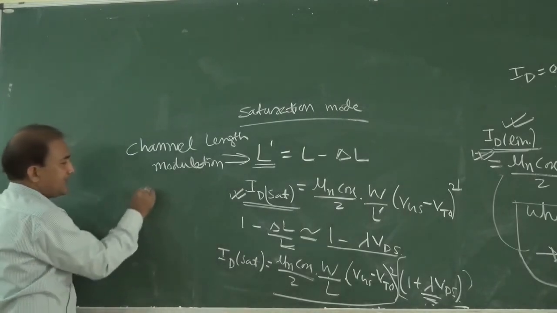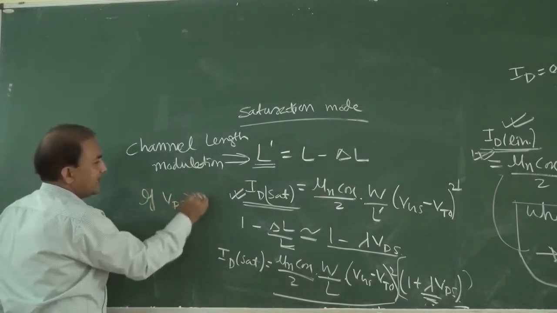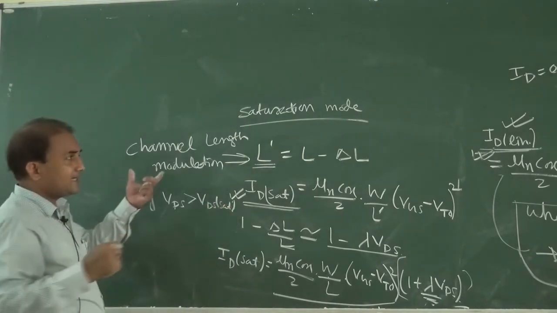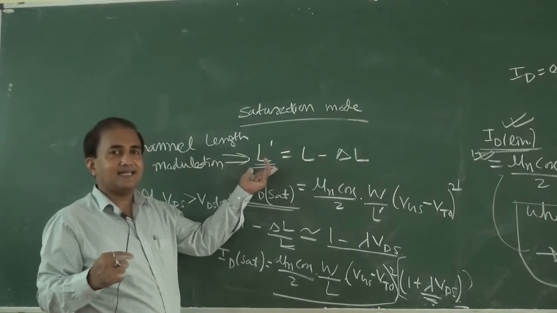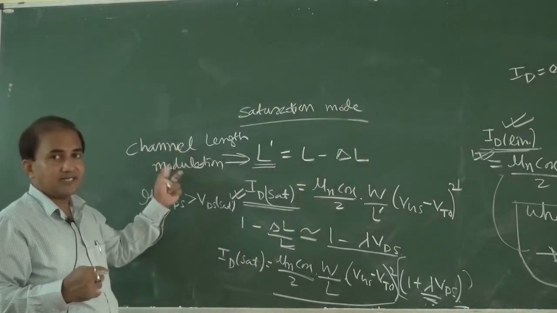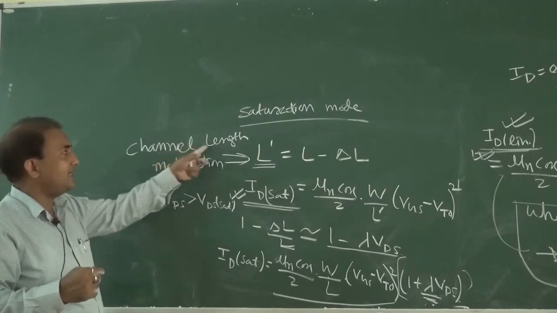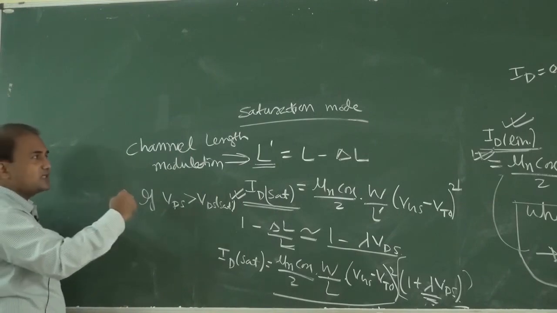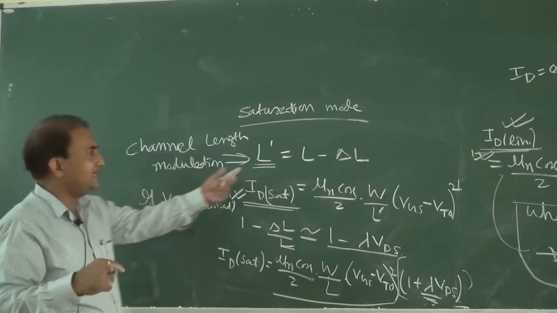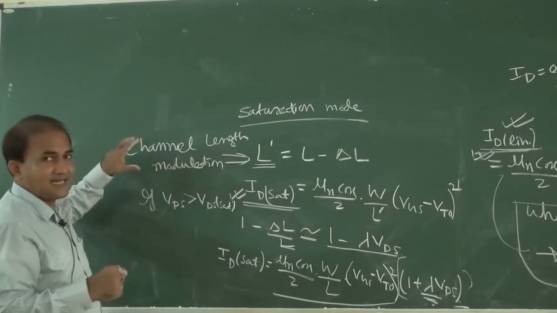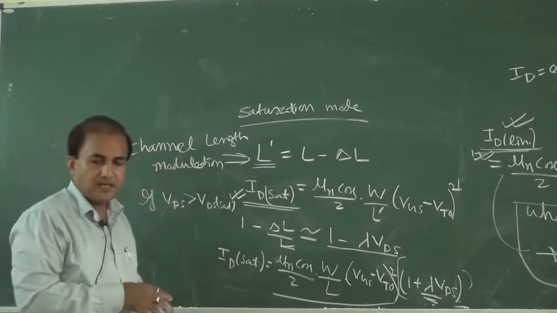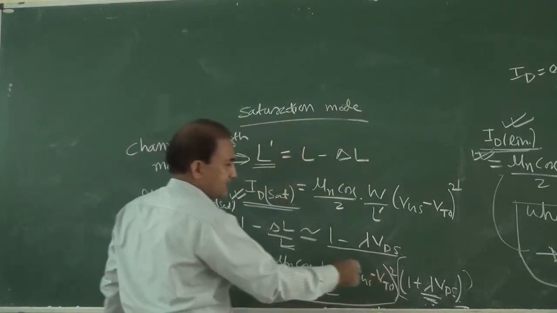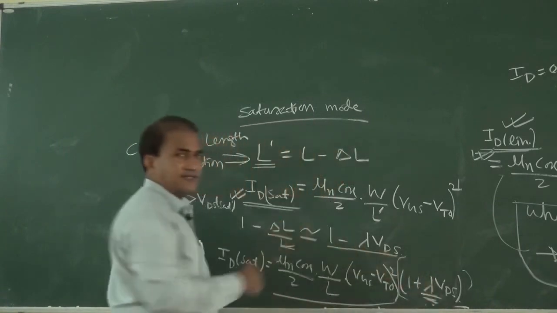If VDS is more than VDSat, then what will happen? The effective channel length decreases because of channel length modulation. Because of this, the pinch off point moves towards the source terminal, and the effective channel length decreases, and this phenomenon is known as the channel length modulation effect. So because of the channel length modulation effect, we have seen the expression here. This is the channel length modulation coefficient lambda.